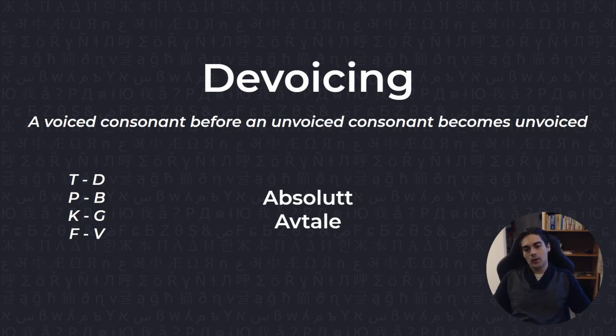Here, for example, when you have the word absolute, we never actually say this with a B. It's actually a P sound. It's absolute. Because the S is unvoiced, B before it has to be unvoiced as well. Same thing with the next one, because the T is unvoiced, the V has to become unvoiced as well. So we pronounce this as avtale.